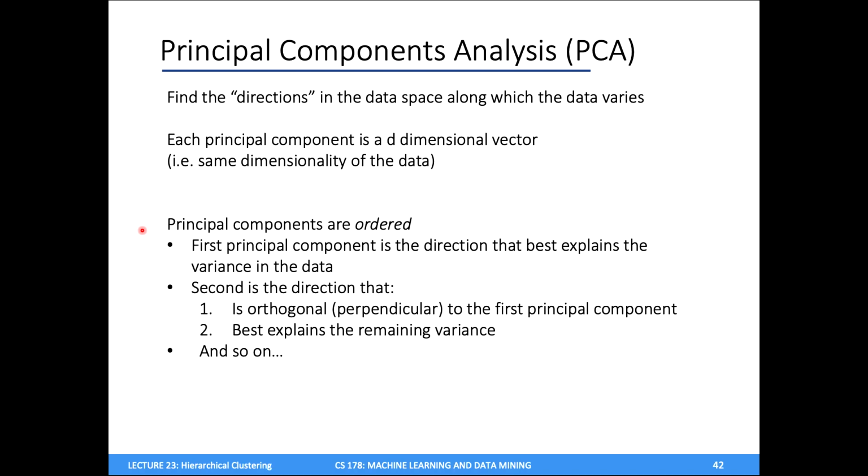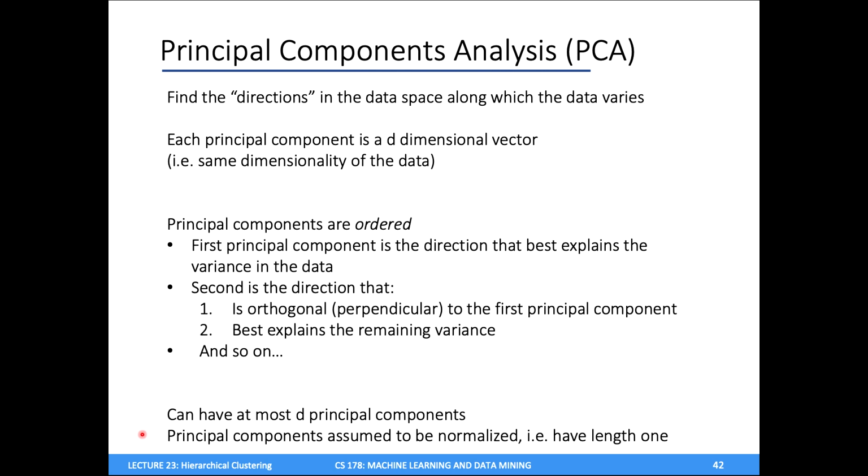My principal components are ordered in the sense that the first principal component, again this vector, is going to be the direction in the data space that best explains the variance of the data. After I find my first principal component, I can find my second principal component, which is the direction in the data space that is orthogonal or perpendicular to the first principal component. I want it to be essentially different from my first direction, and it best explains the remaining variance in my data. And then so on and so forth until we find all of the principal components in my data. I'll note that you can have at most d principal components, one for each dimension of your original data.